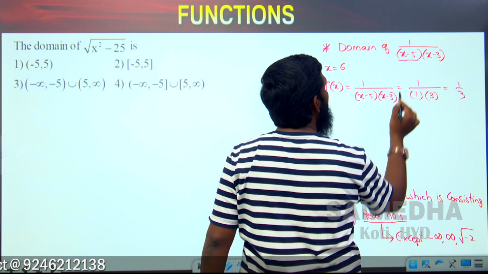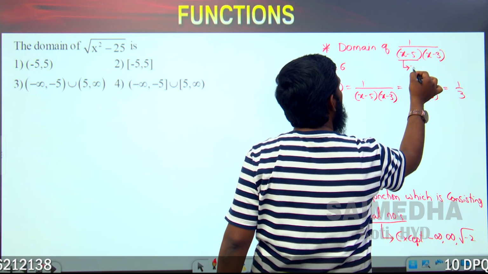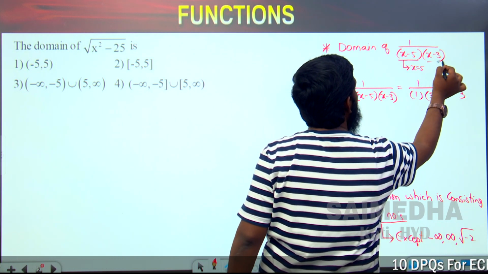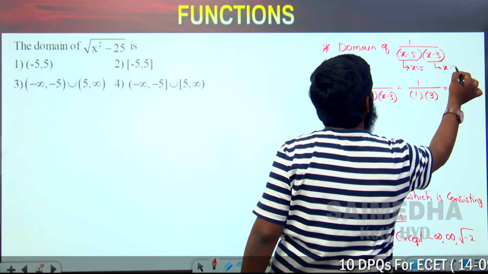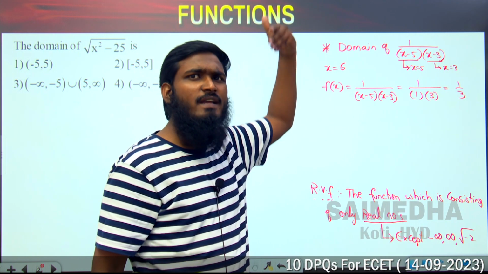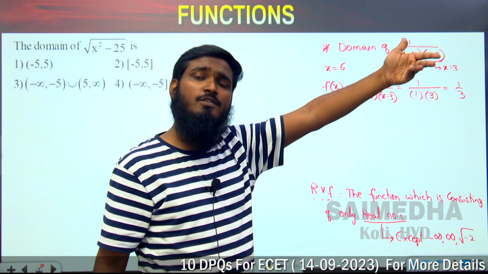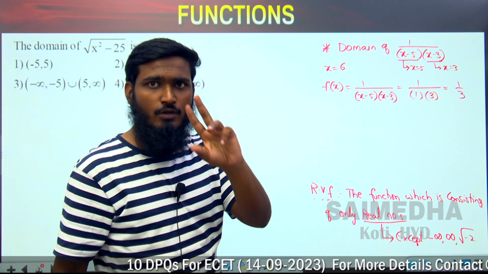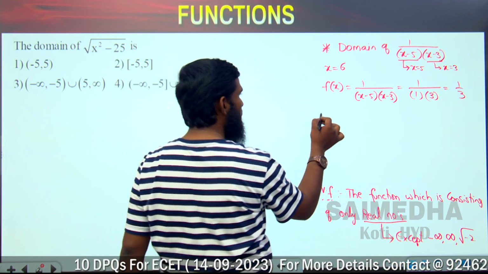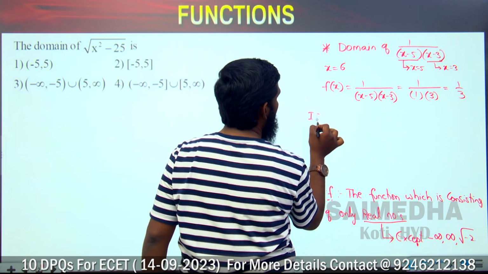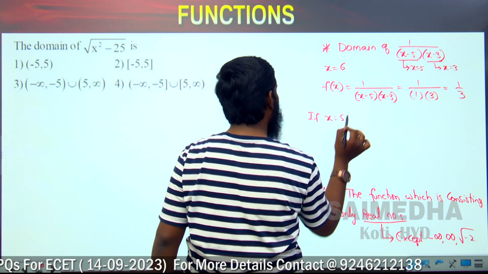x minus 5 and x minus 3. Whenever x minus 5 is equal to 0, x is equal to 5, and x minus 3 is equal to 0 means x is equal to 3. So those two values we have taken. Suppose x is equal to 5 we have taken.